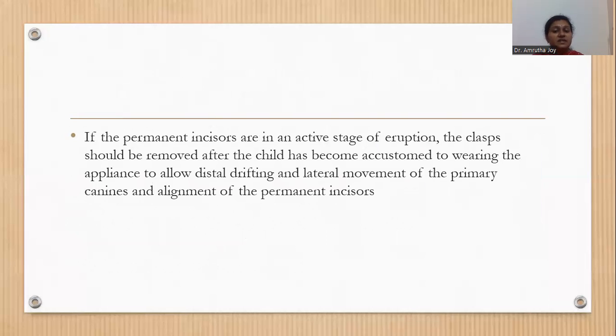And if the permanent incisors are in active stage of eruption, then this clasp needs to be removed, because during the eruption of permanent incisors, there is slight distal drifting or distal movement of the canine happening. And if we are giving a clasp on the canine, it will restrict the movement of the canine. So in such cases, after initial adjustments, we need to remove the clasp.